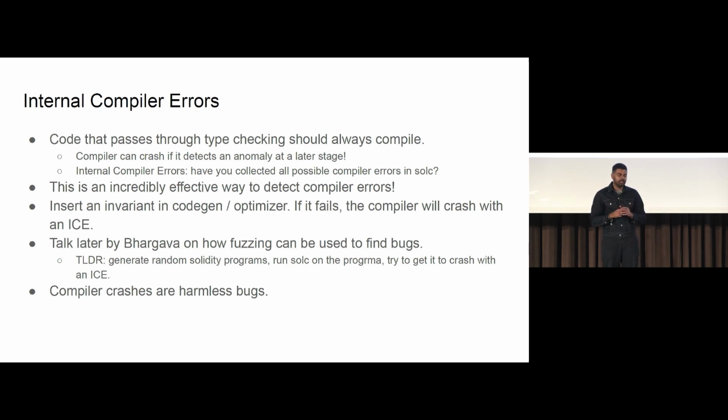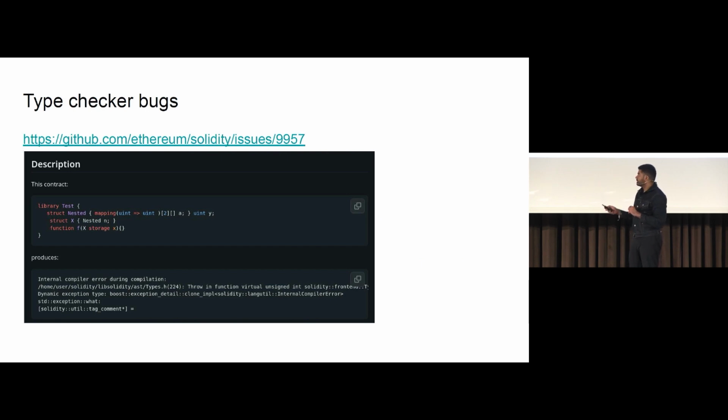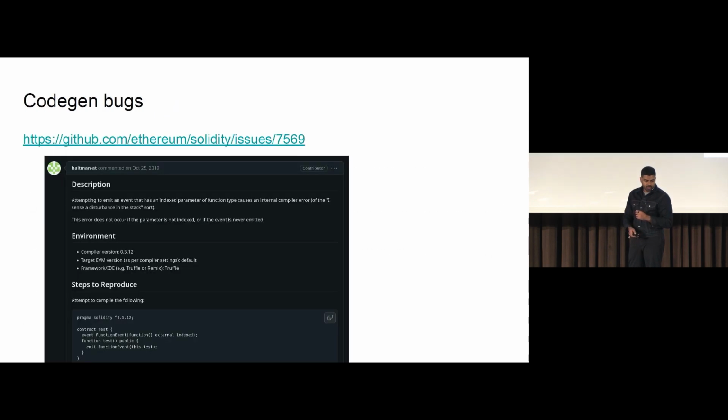So, as I mentioned earlier, compiler crashes are harmless. And in the previous example, this was a compiler crash, internal compiler error. This was an invariant that was caught in a later stage, and it prevented this code from compiling. And the fix for this was, there was some missing type checker step, where you have to correctly validate that you have a type that cannot belong in an external function. Yeah, so that's about type checker bug.